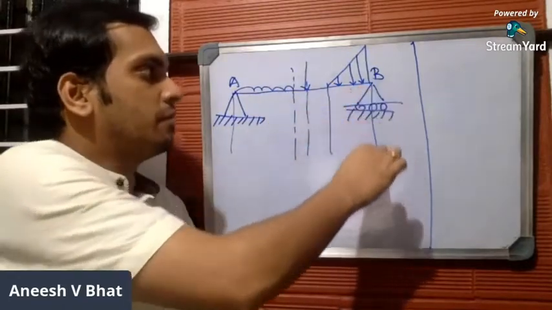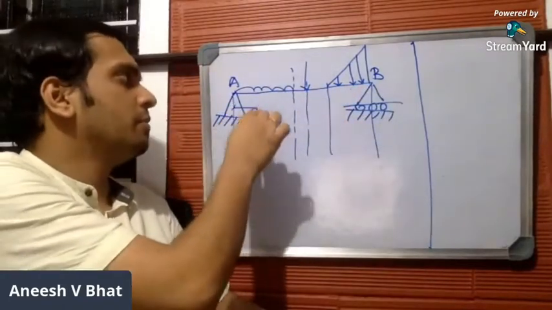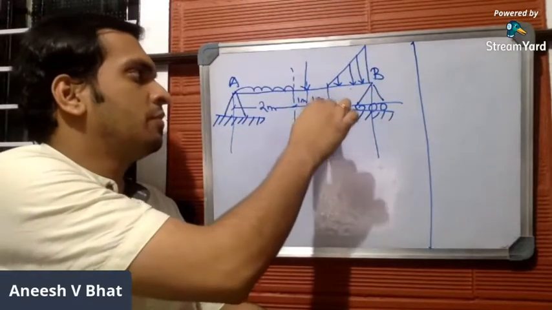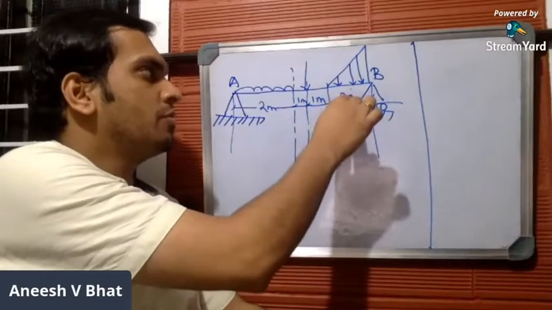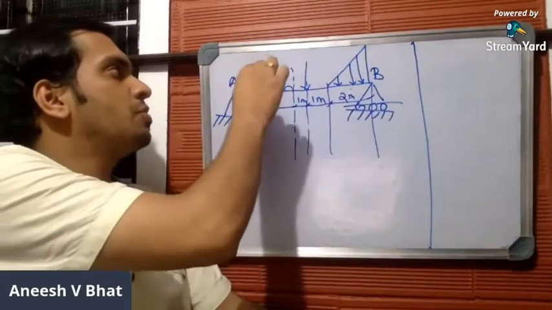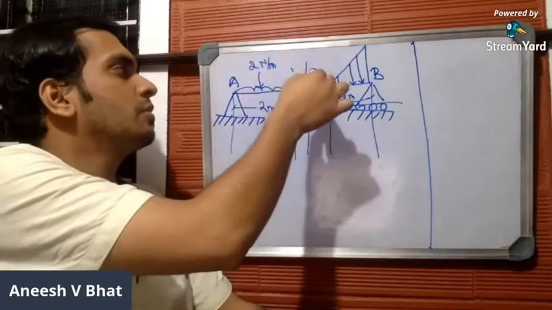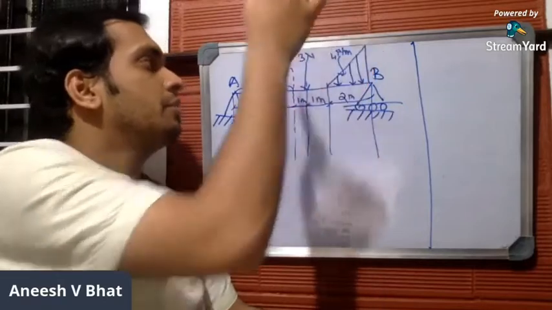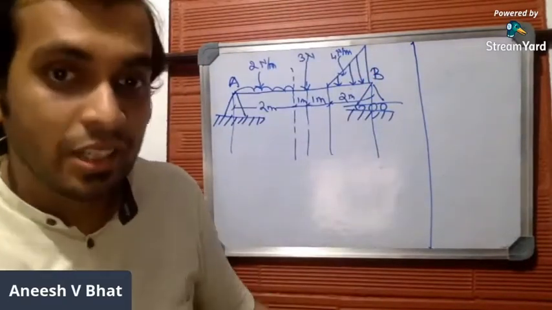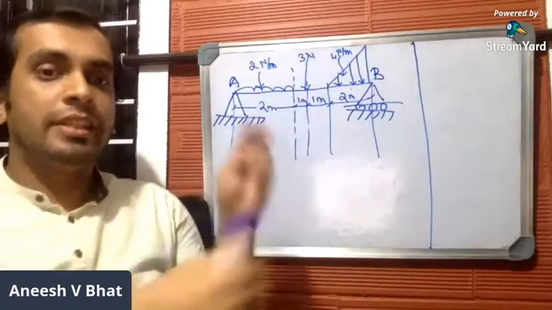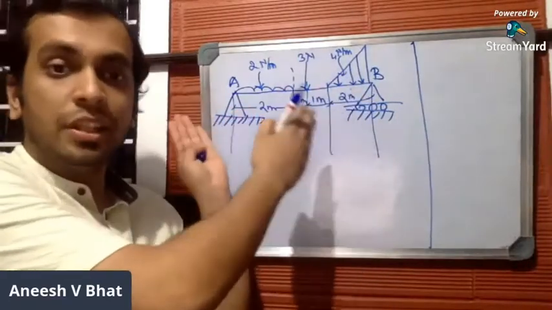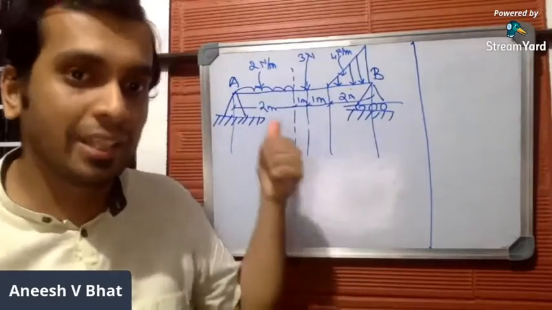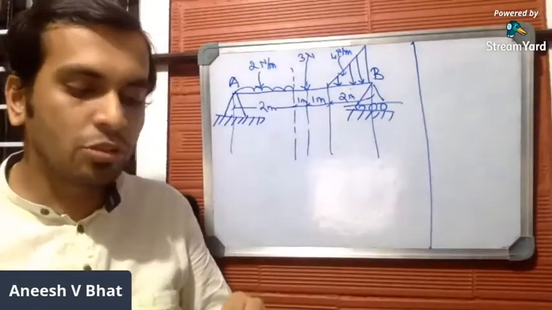Let me consider the distances just for the example: 2 meters, 1 meter, 1 meter. Let the rate of load distribution be 2 Newton per meter, let this point load be 3 Newton, and let this be a rate of load distribution of 4 Newton per meter. This is just an example to understand. So let us assume this is the given problem, and you have to find the support reactions. Let us go through all the steps one by one.